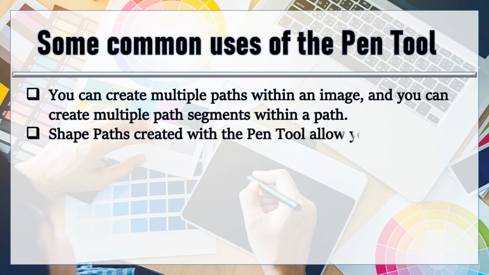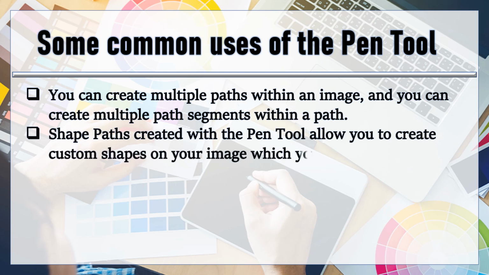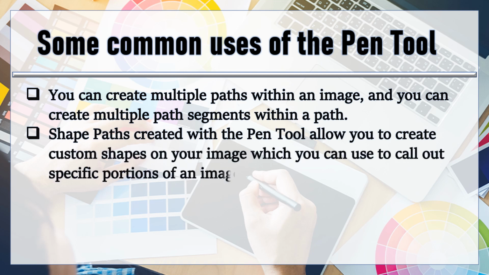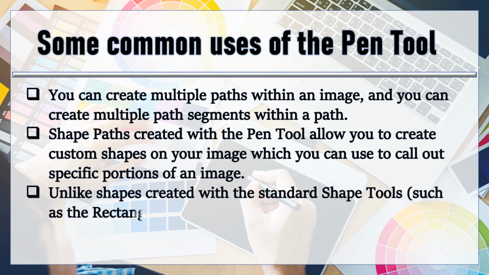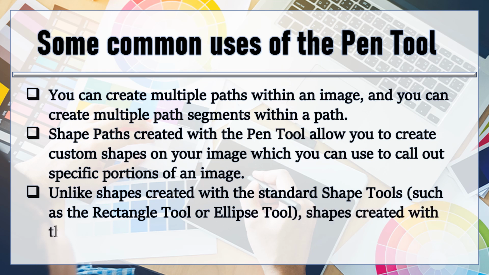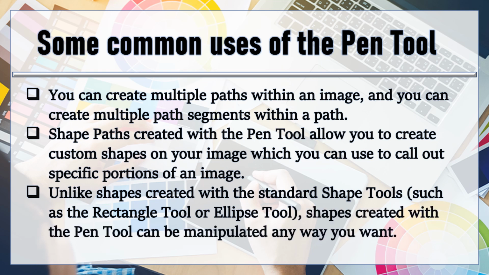Shape paths created with the Pen tool allow you to create custom shapes on your image which you can use to call out specific portions of an image. Unlike shapes created with the standard shape tools, such as the rectangle tool or ellipse tool, shapes created with the Pen tool can be manipulated any way you want.